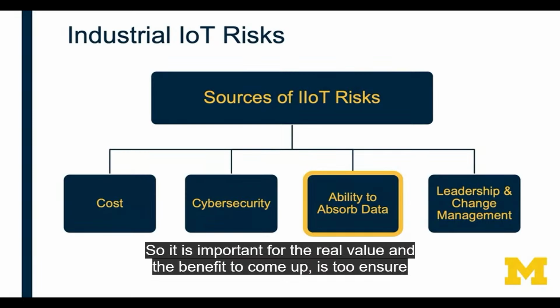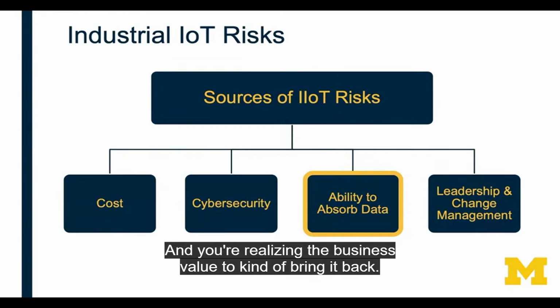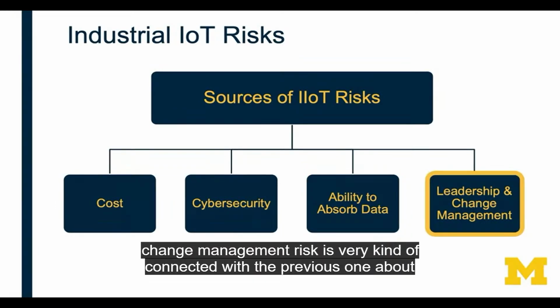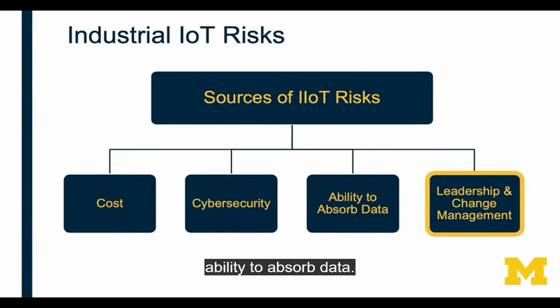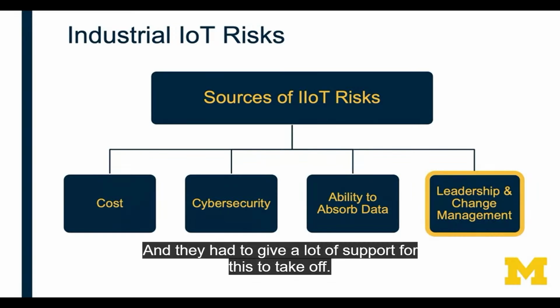So for the real value and benefit to come up, it is important to ensure that the business processes and the decision-making processes are changing, and you're realizing the business value. For that, the last piece of risk is so important, because leadership and change management risk is very connected with the previous one about the ability to absorb data, because that behavioral change has to first start at the top of the organization. The executive sponsors and the leaders of the manufacturing organization need to be completely bought into this, and they have to give a lot of support for this to take off.